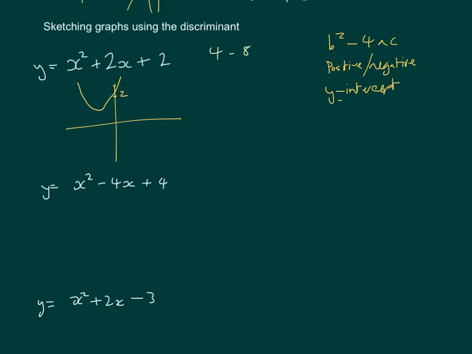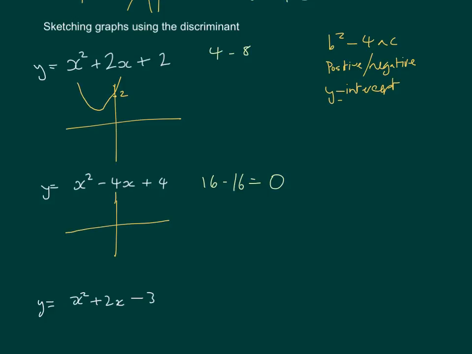We've got x squared minus 4x plus 4. So if we substitute into the discriminant, we'll have minus 4 squared, which is 16, and then minus 4 times a, which is 1, times c, which is 4, so we'll have 16 minus 16, which equals 0. So that means we're going to have just one solution, and we can also work out the y-intercept, which is going to be positive 4, and also it's a positive quadratic, so again it's going to be a smiley face.